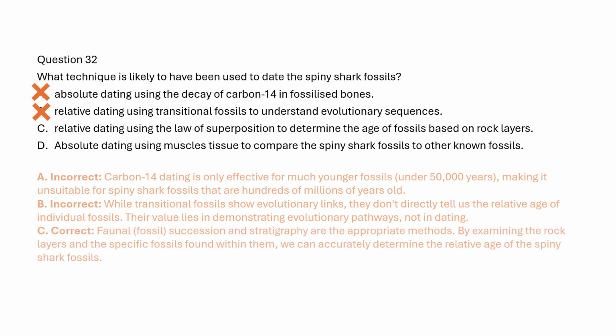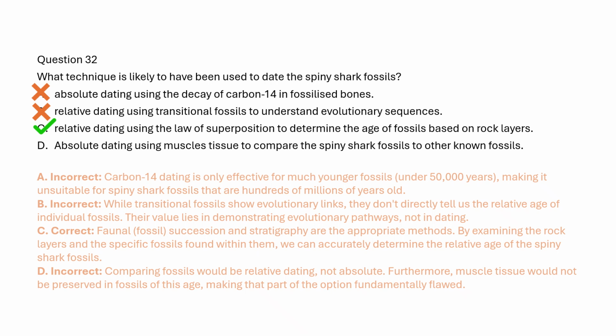C. Correct. Faunal, fossil, succession and stratigraphy are the appropriate methods. By examining the rock layers and the specific fossils found within them, we can accurately determine the relative age of the spiny shark fossils. D. Incorrect. Comparing fossils would be relative dating, not absolute. Furthermore, muscle tissue would not be preserved in fossils of this age, making that part of the option fundamentally flawed.